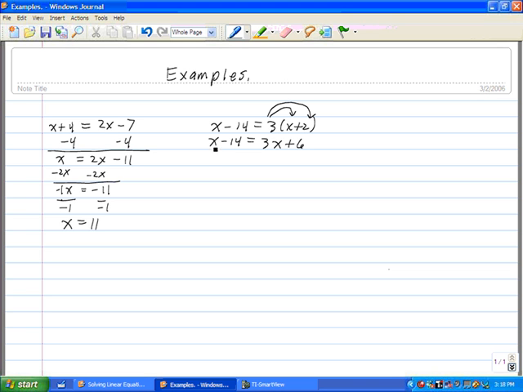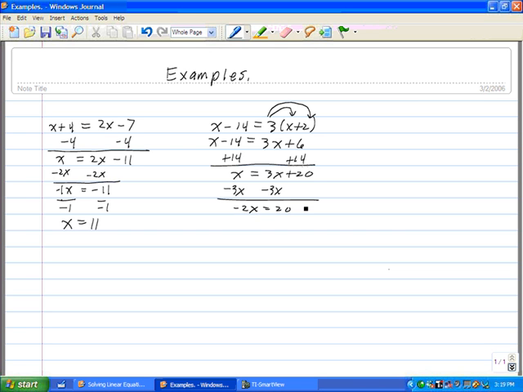This x is on the side that it should be on. The 14 isn't, so I'll add 14. On the left-hand side we get x equals 3x plus 20. Now we're going to use the addition property for the second time to get the 3x over to the side it should be on. I will subtract 3x from both sides. I get negative 2x equals 20.